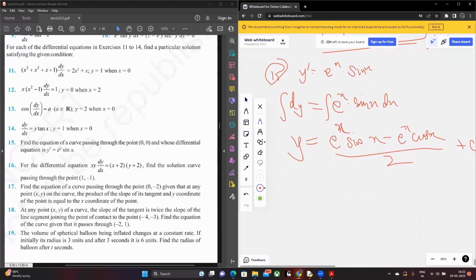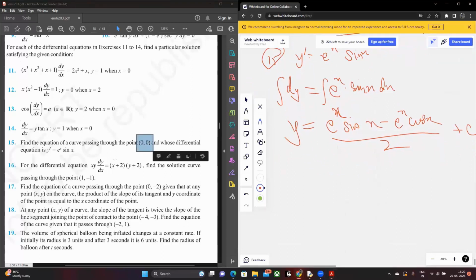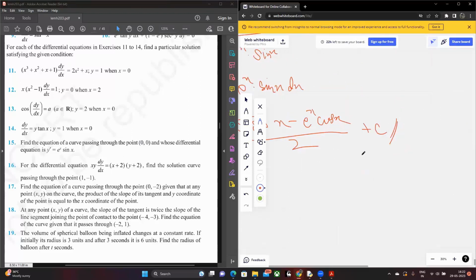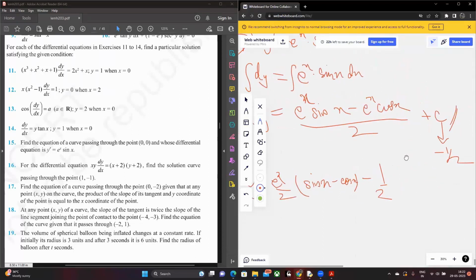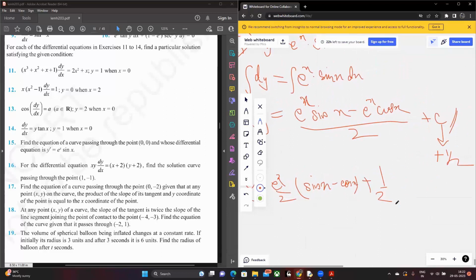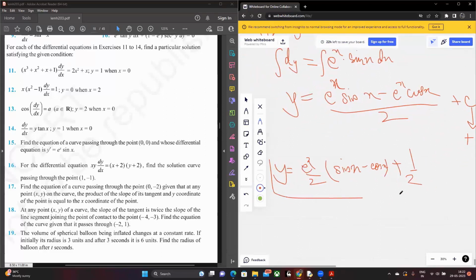Right. Since the curve is passing through the point (0, 0), this equation should satisfy (0, 0). So you have 0 equals this, this is 0, this is 1, this is minus half, plus c being 0. And so c is half. Therefore, y equals e^x by 2 into (sin x minus cos x) plus half, right?